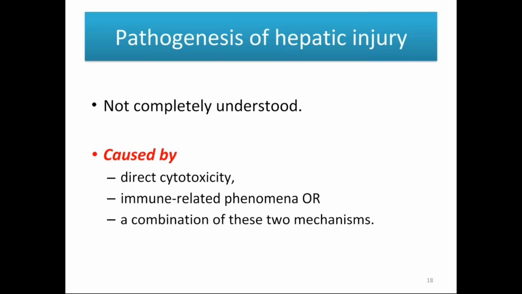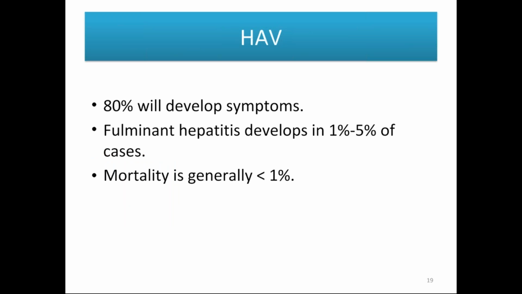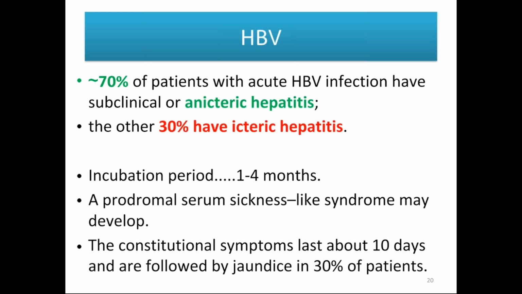The pathogenesis is mostly cytotoxicity, this cellular toxicity, and due to the immune response, this causes fibrosis and hepatic injury. In hepatitis A patients, 80% will develop symptoms, and more commonly, hepatitis A will have an acute response compared to hepatitis B and C. The mortality is very low in hepatitis A, which is less than 1%.